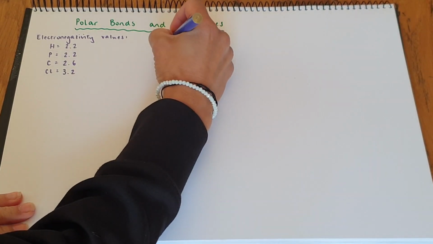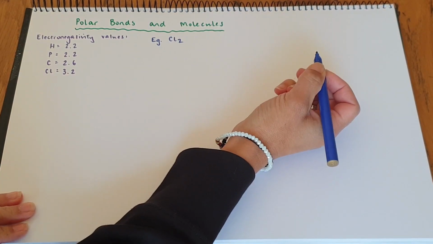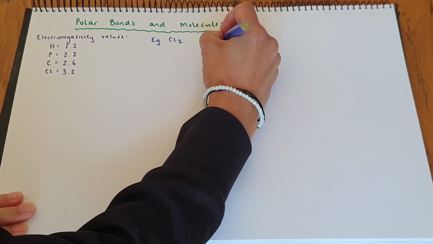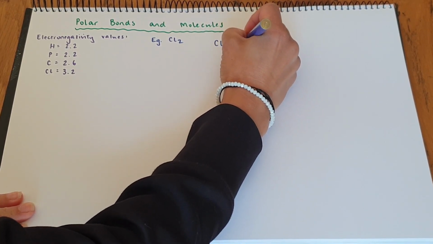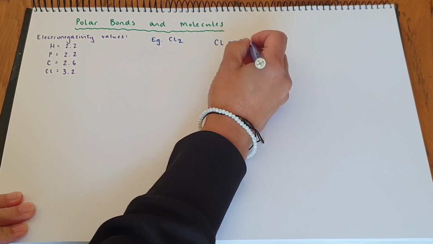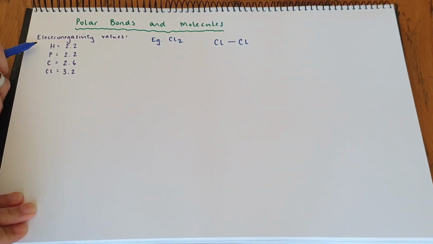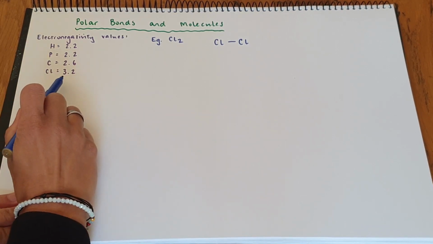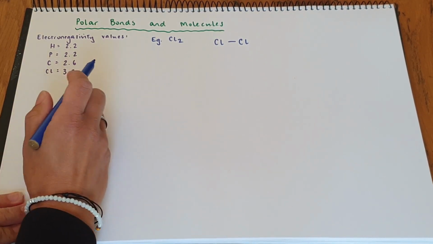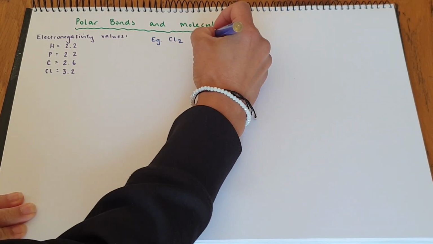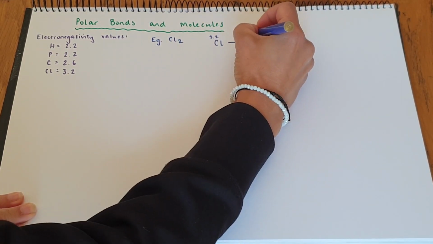First example is chlorine gas. The way that is structured is you have a chlorine atom sharing one pair of electrons with another chlorine atom. For ease, I've listed some of the atoms I'm going to be using today and their electronegativity values. We see that chlorine is 3.2. That's fairly high. So let's put that in, 3.2, 3.2.